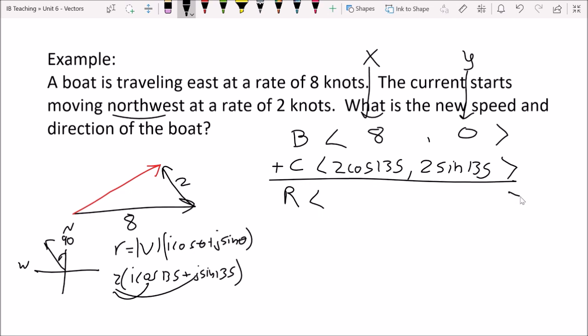Now, to get the result of this, all we do is we add vertically like we did in elementary school. So what I'm about to type into my calculator, as I'm sitting at home here, I'm going to type in 8 plus 2 cosine 135. And when I do that, I get 6.59.